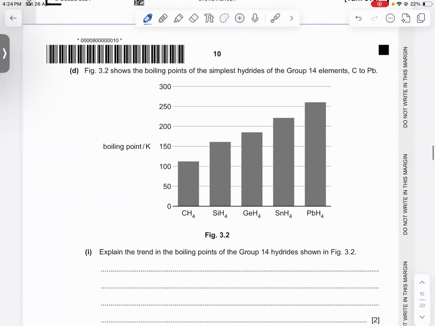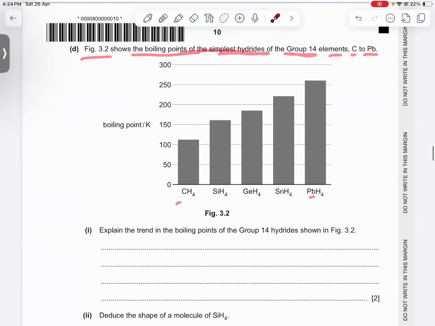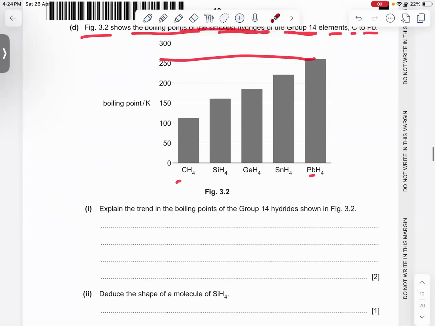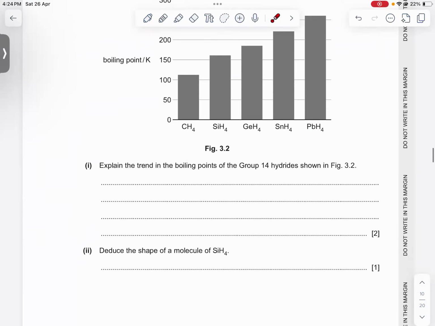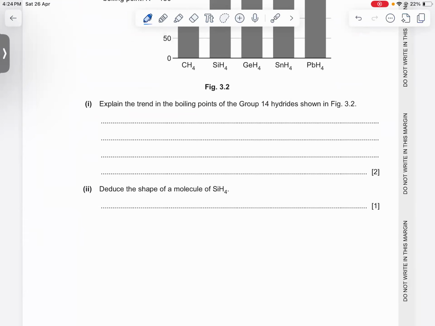Okay. Next question. Figure 3.2 shows the boiling point of the simplest hydrides of group 14 elements, carbon to lead. Carbon to lead boiling point is definitely increasing as we can see. So we can say that bond strength is becoming stronger. Explain the trend in boiling points in the group 14 hydrides shown in figure 3.2, and it's a 2 mark question. So it's very simple. The boiling point is increasing. First of all, that is the trend.